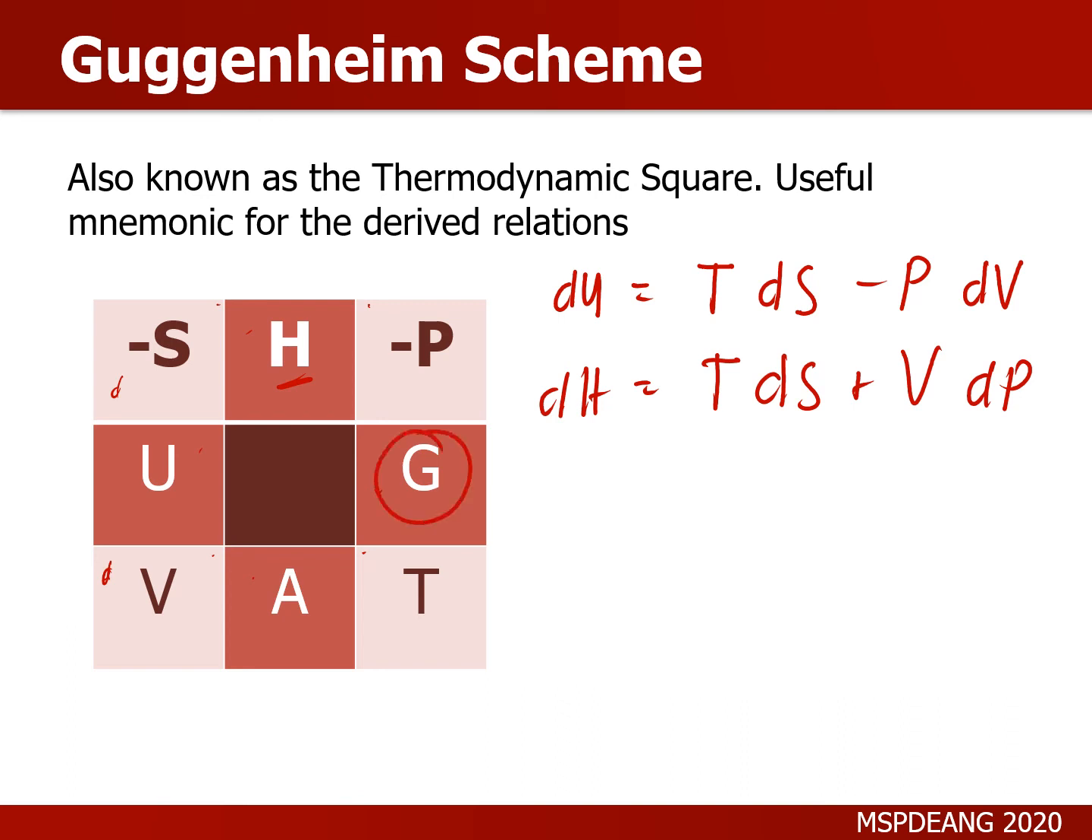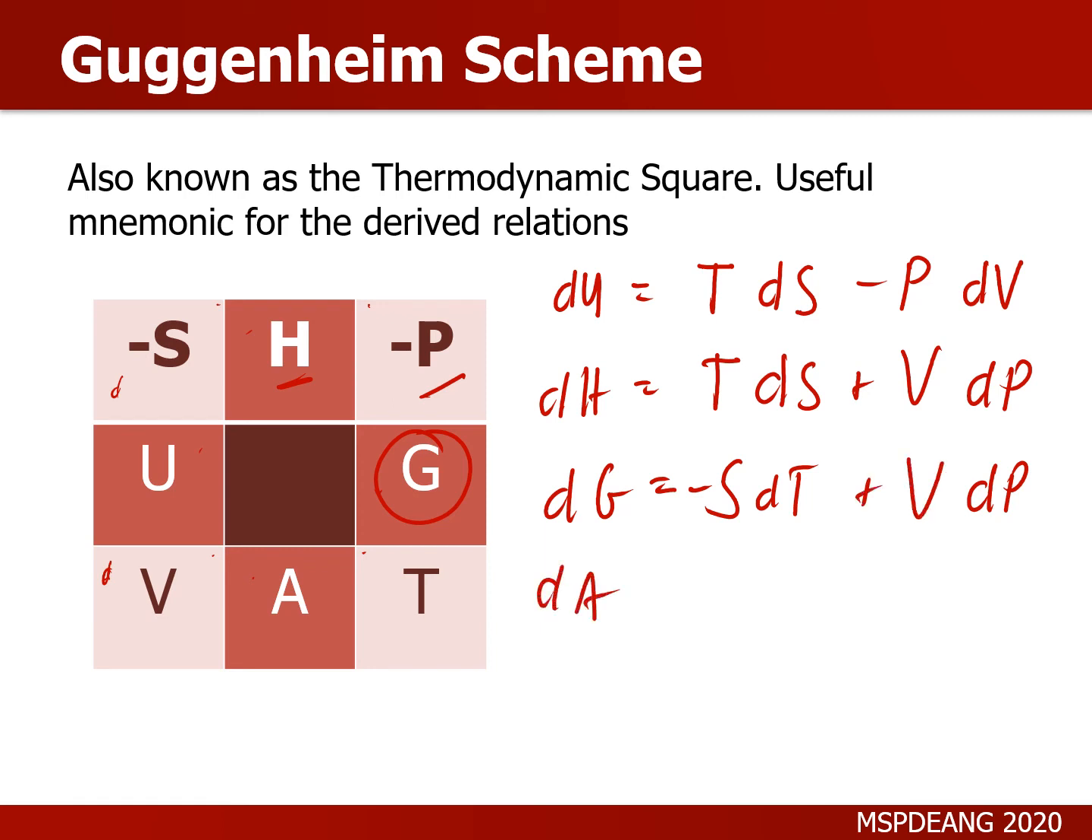Next is G. So, dG is equal to, okay, dP and dT. The opposite of T is negative S, so negative S dT. And the opposite of P is V, so plus V dP.